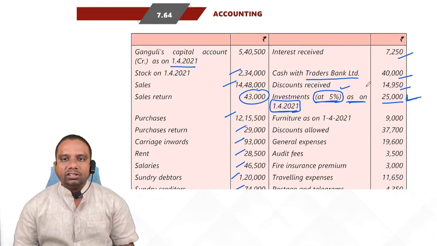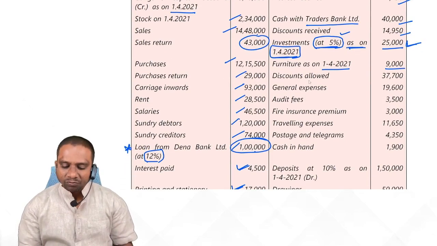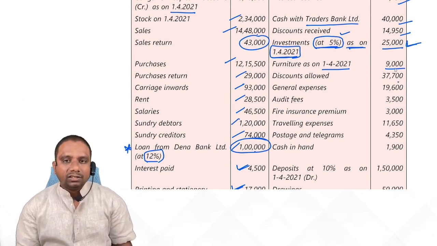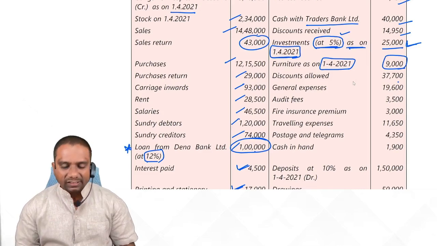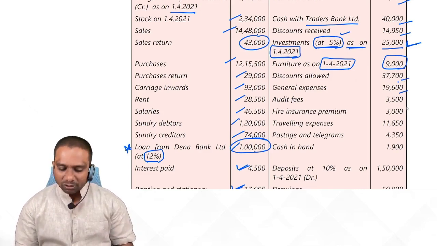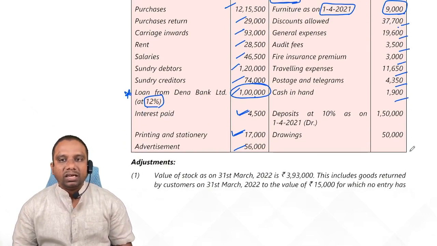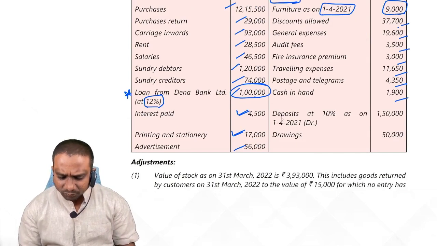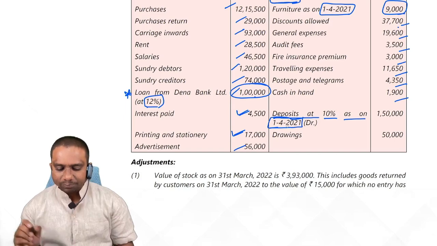Okay, next, furniture they are giving 1/4/2021, 9,000. Furniture is an asset. So the date they are giving and the amount also, that means you have to calculate depreciation. Next one, discount allowed, profit and loss account debit. General expenses, profit and loss account debit. Audit fee, P&L debit. Fire insurance premium debit. Traveling expenses debit. Postage and telegram, P&L debit. Cash in hand, balance sheet asset. Now they are giving deposit at 10% as on 1/4/2021.